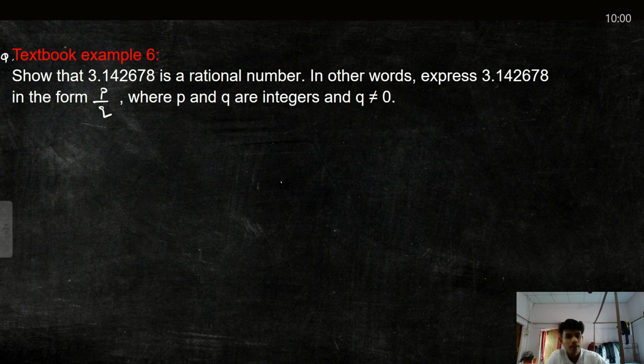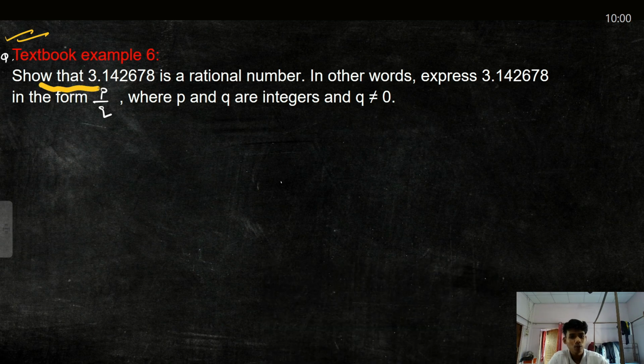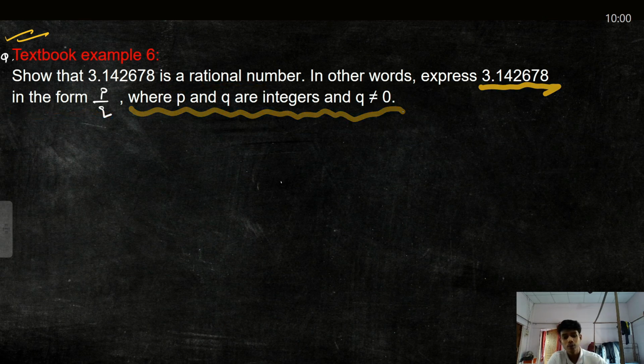Now here comes the textbook example 6 that says: show that 3.142678 is a rational number. In other words, express 3.142678 in the form p by q, where p and q are integers and q is not equal to 0.